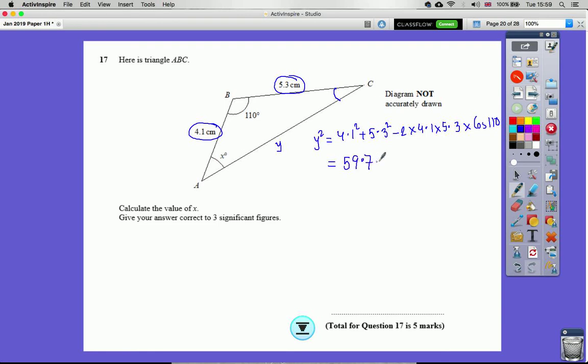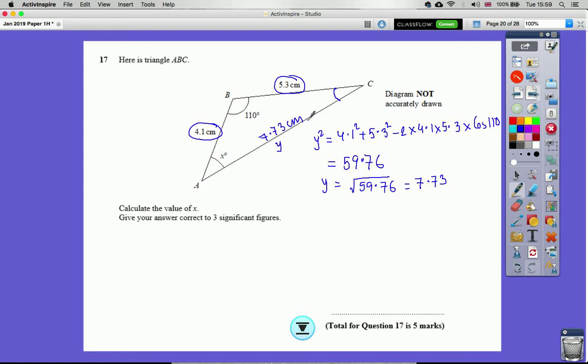Correct to 2 decimal places. So y is square root of 59.76, which will give me 7.73. So that length over there is 7.73 centimeters. Okay.